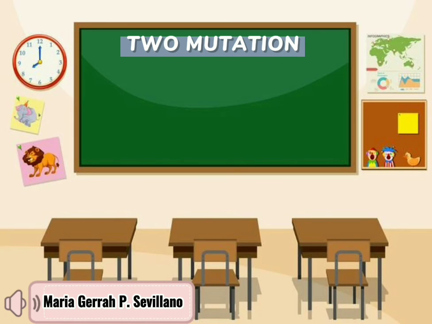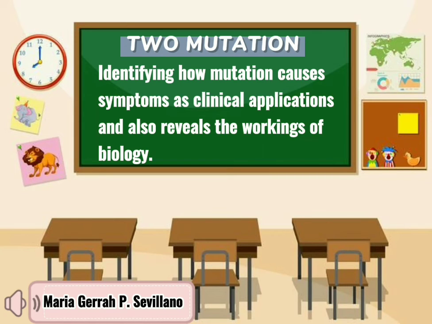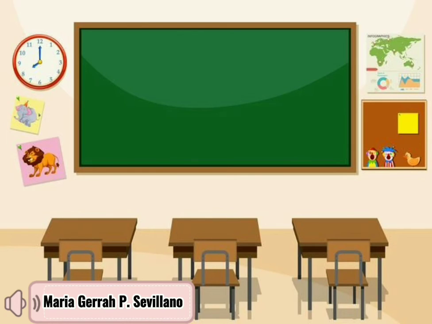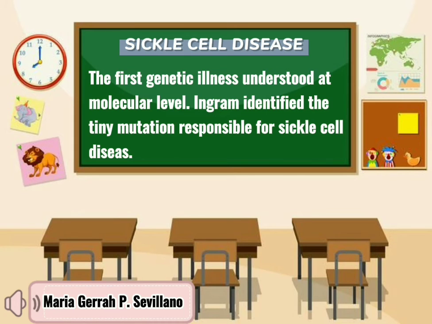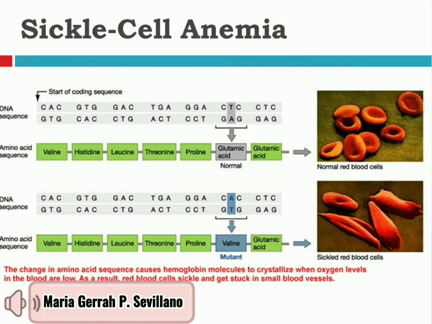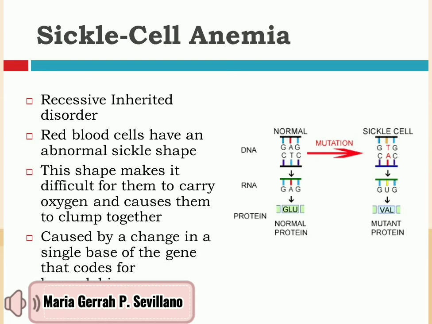Mutation. Identifying how mutation causes symptoms is a clinical application and also reveals the workings of biology. Two examples of mutations that cause disease. Sickle cell disease, the first genetic illness understood at the molecular level. Ingram identified a tiny mutation responsible for sickle cell disease, a substitution of the amino acid valine for the glutamic acid that is normally the sixth amino acid in the beta-globin polypeptide chain. At the DNA level, the change was even smaller, a CTC to CAC, corresponding to RNA codons GAG and GUG.